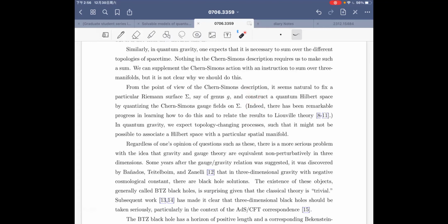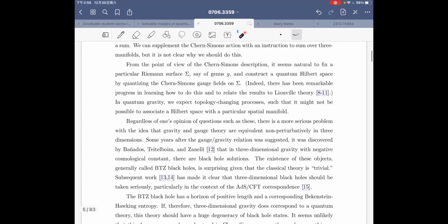For my understanding, in the context of gravity, when we sum over g mu nu, we are essentially summing over the geometry. However, when we write it as CS theory, we just do a path integral for the gauge field. So we can think that A lives on a fixed manifold, and we are only summing over gauge fields. Yes. From the perspective of CS theory, indeed we can work on a fixed manifold.